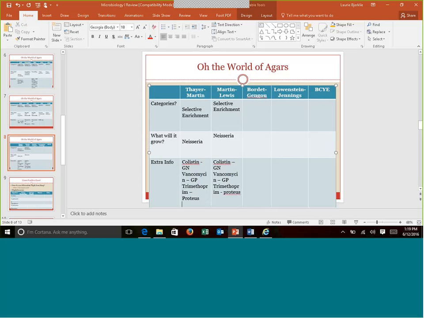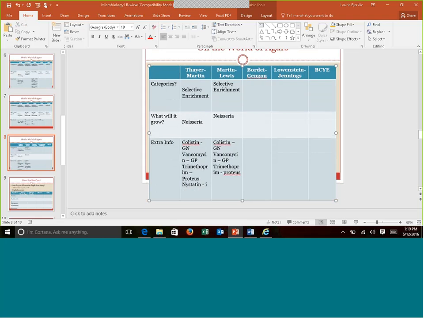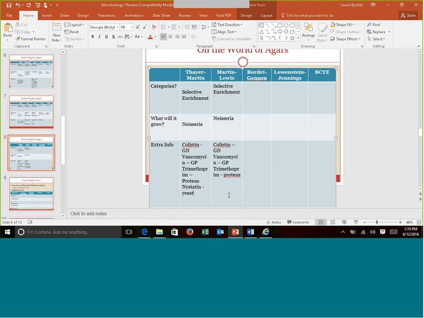All right, and here's where they really differ. In the Thayer-Martin, it has nystatin to inhibit yeast from growing, whereas, again, in Martin-Lewis, it has anisomycin to inhibit the yeast. So make sure you are still familiar with those.